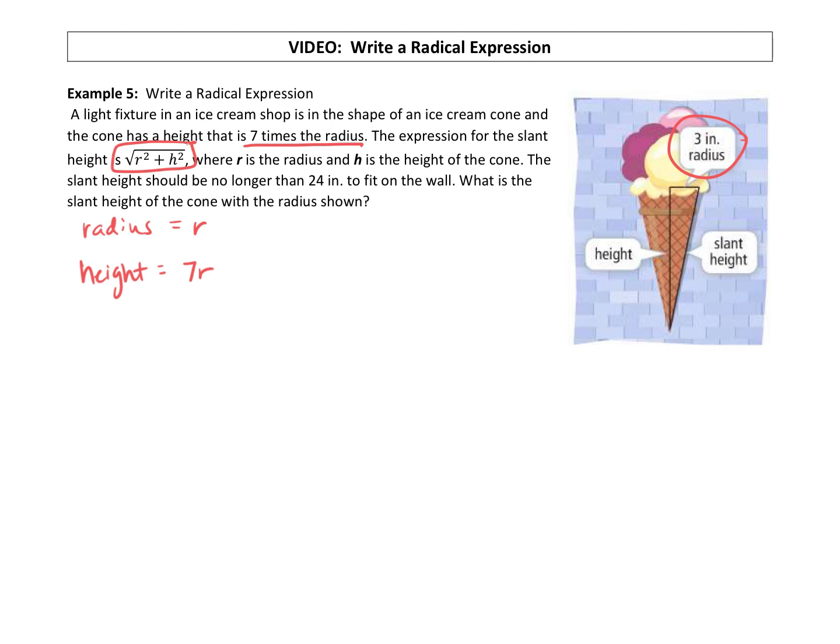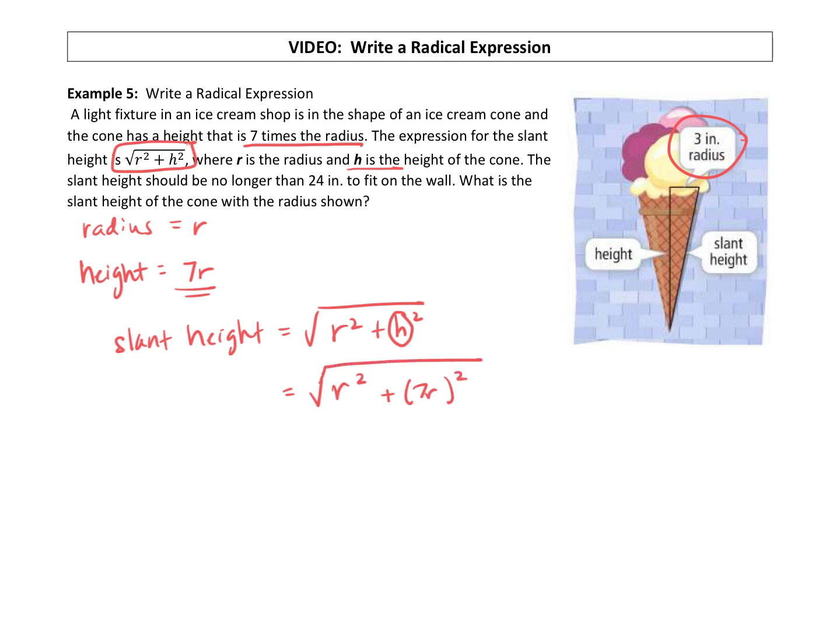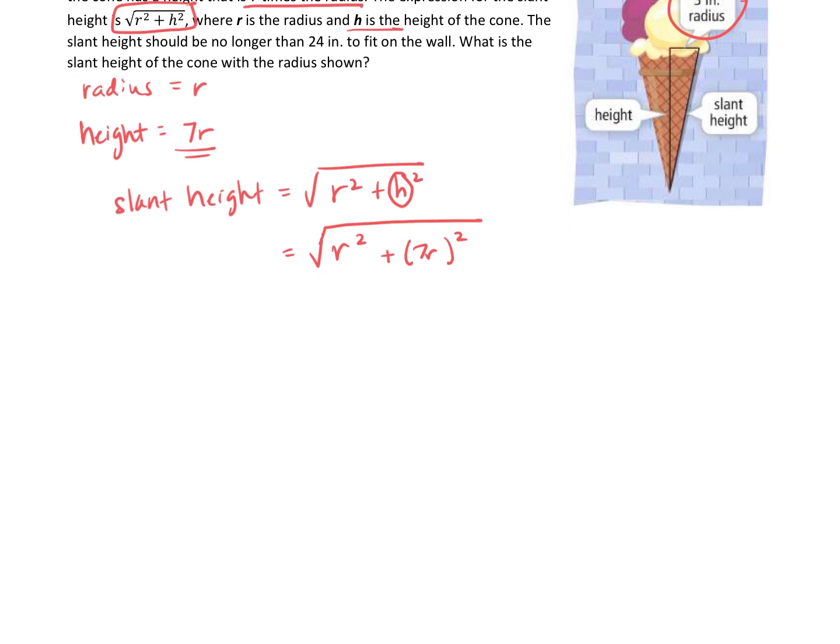All right, so they gave us an expression for the slant height. That's equal to the square root of r squared plus h squared, where r is the radius of the cone. Well, we are using an r to represent that, so we'll leave our r squared, plus h is the height of the cone, but we're going to represent the height of the cone with 7r. So let's replace this h with 7r, and then we've got the squared on that. Okay. We're just going to simplify this expression.